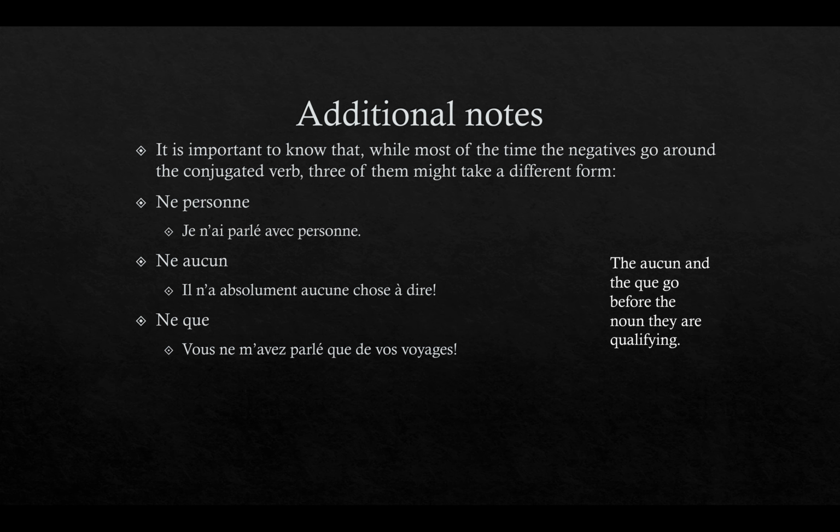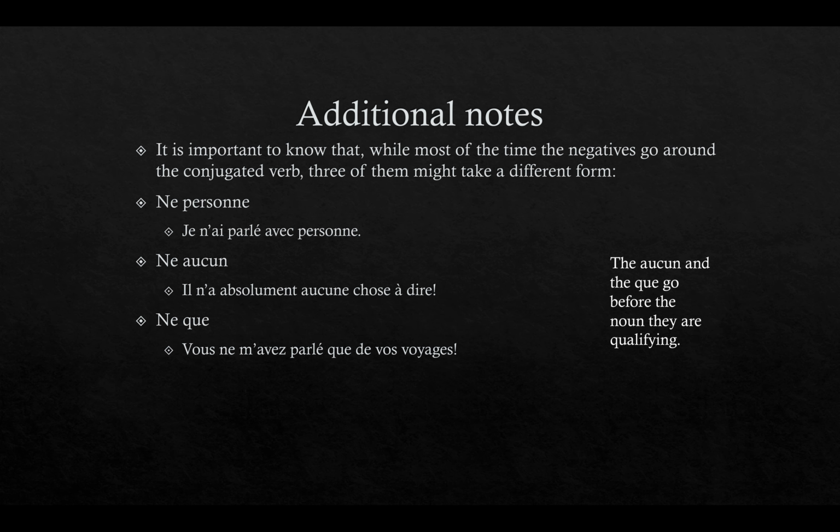So il n'a absolument aucune chose à dire. He has absolutely nothing, no thing to say. He has nothing to say. Okay, so you notice the aucune actually goes in front of chose because you're making chose negative. He has absolutely nothing. Has absolutely no thing to say.